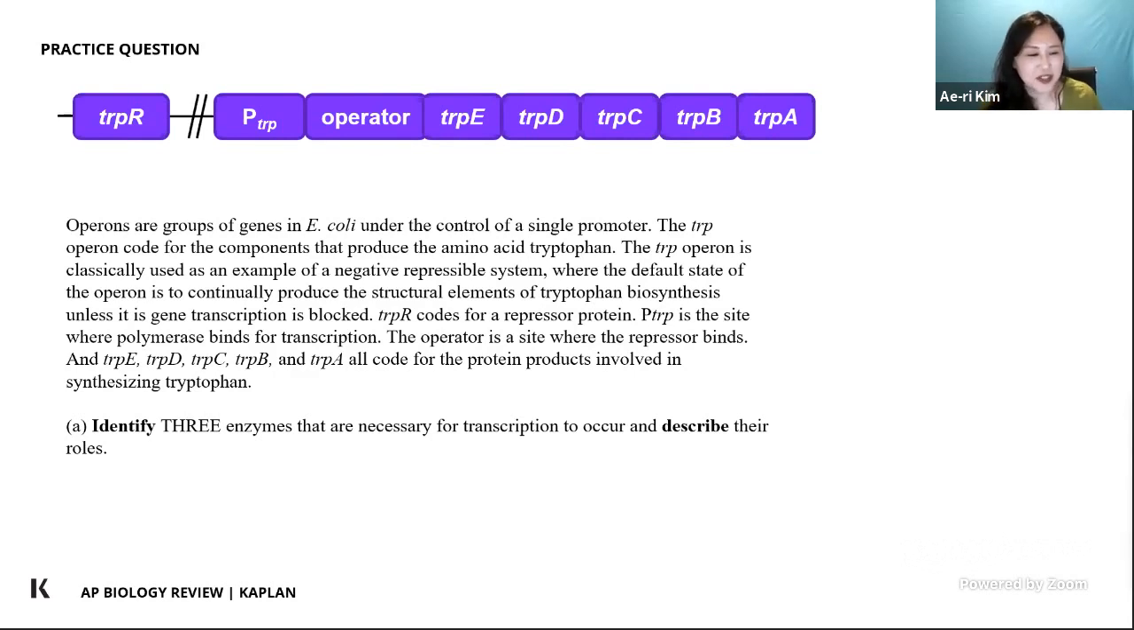Okay, team, go ahead and throw in your answers. We're looking for 3 enzymes that are necessary for transcription to occur. And in addition to that, you need to describe briefly what their roles are in transcription.